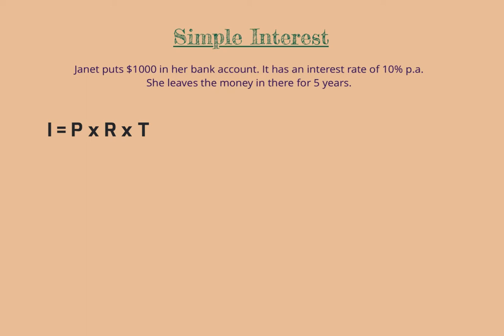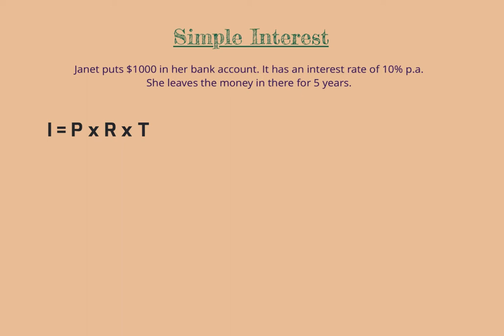So Janet puts $1,000 in her bank account. It has an interest rate of 10% per annum and she leaves the money in there for 5 years. So we're going to be using our simple interest formula that we looked at previously in another lesson. And that formula is I is equal to P times R times T. So I stands for interest. Our P is the principal, R is the rate, and T is the amount of time.